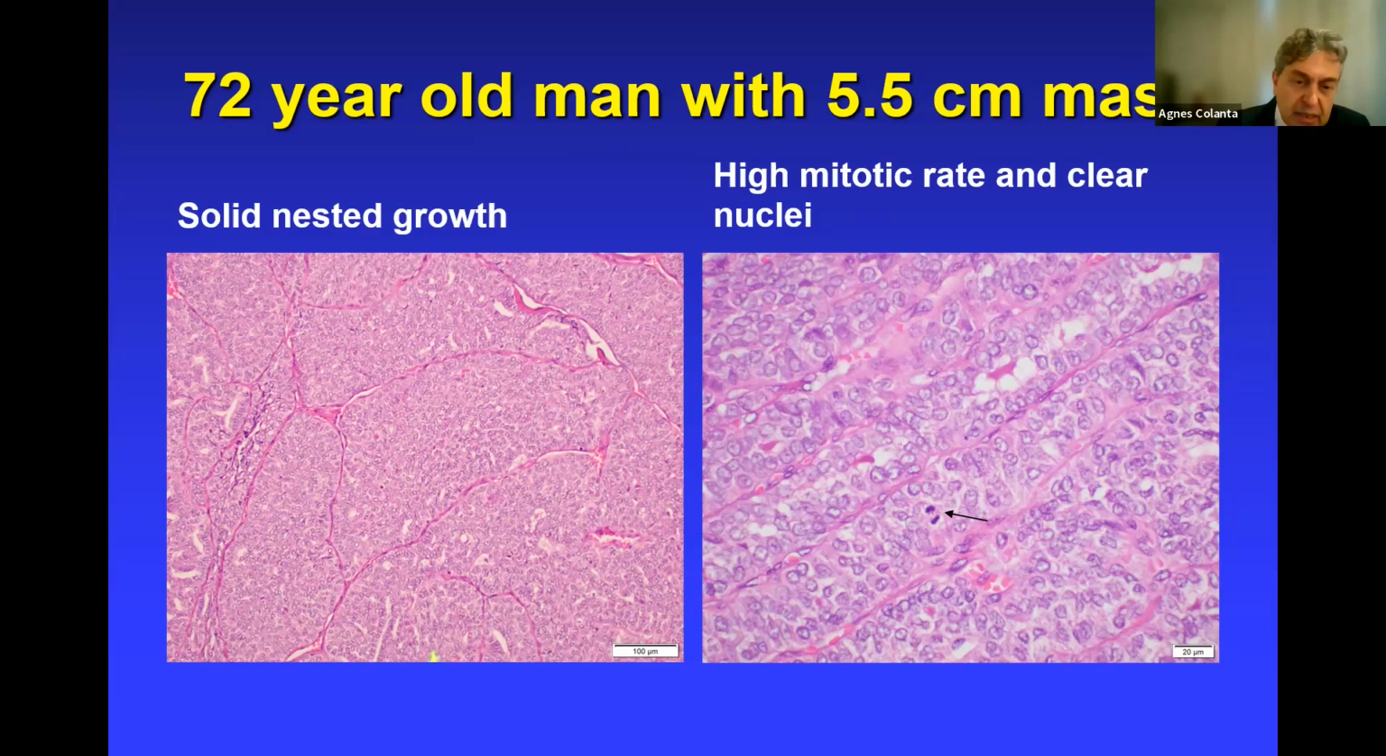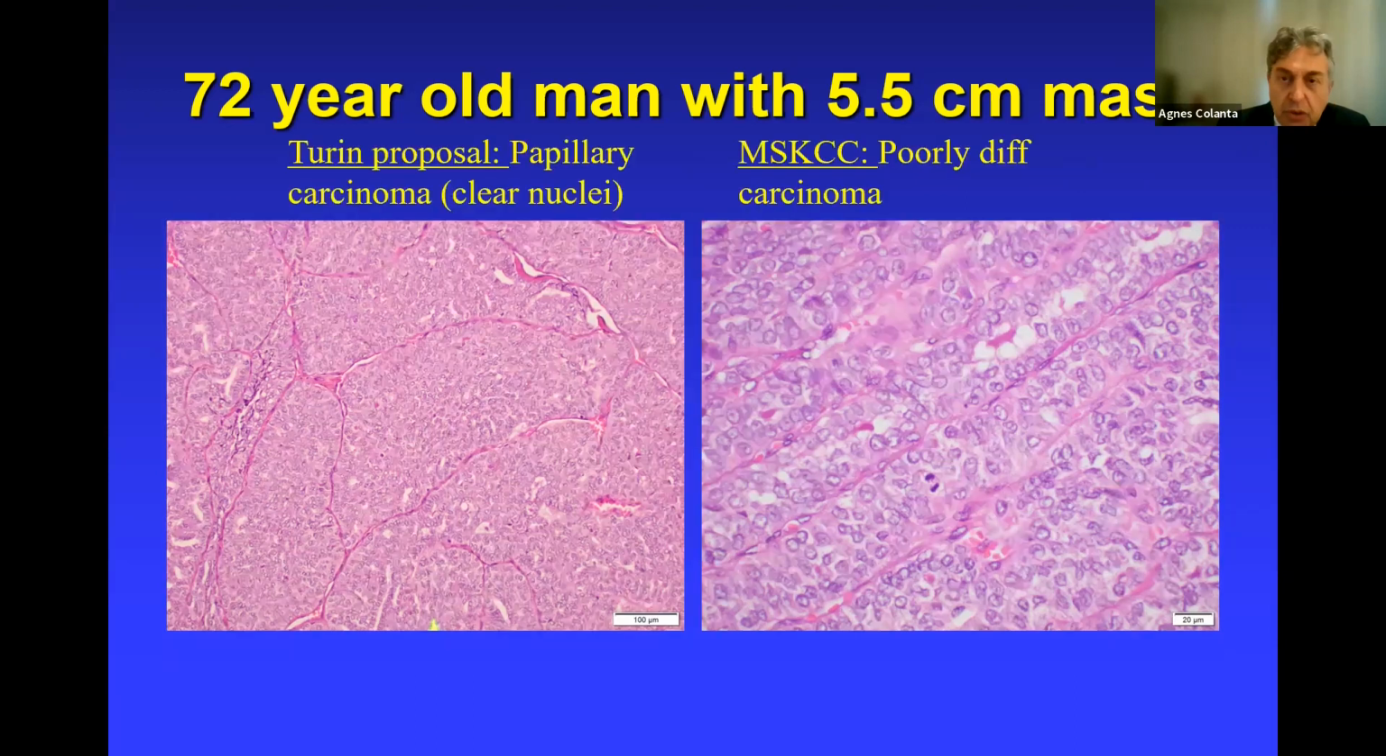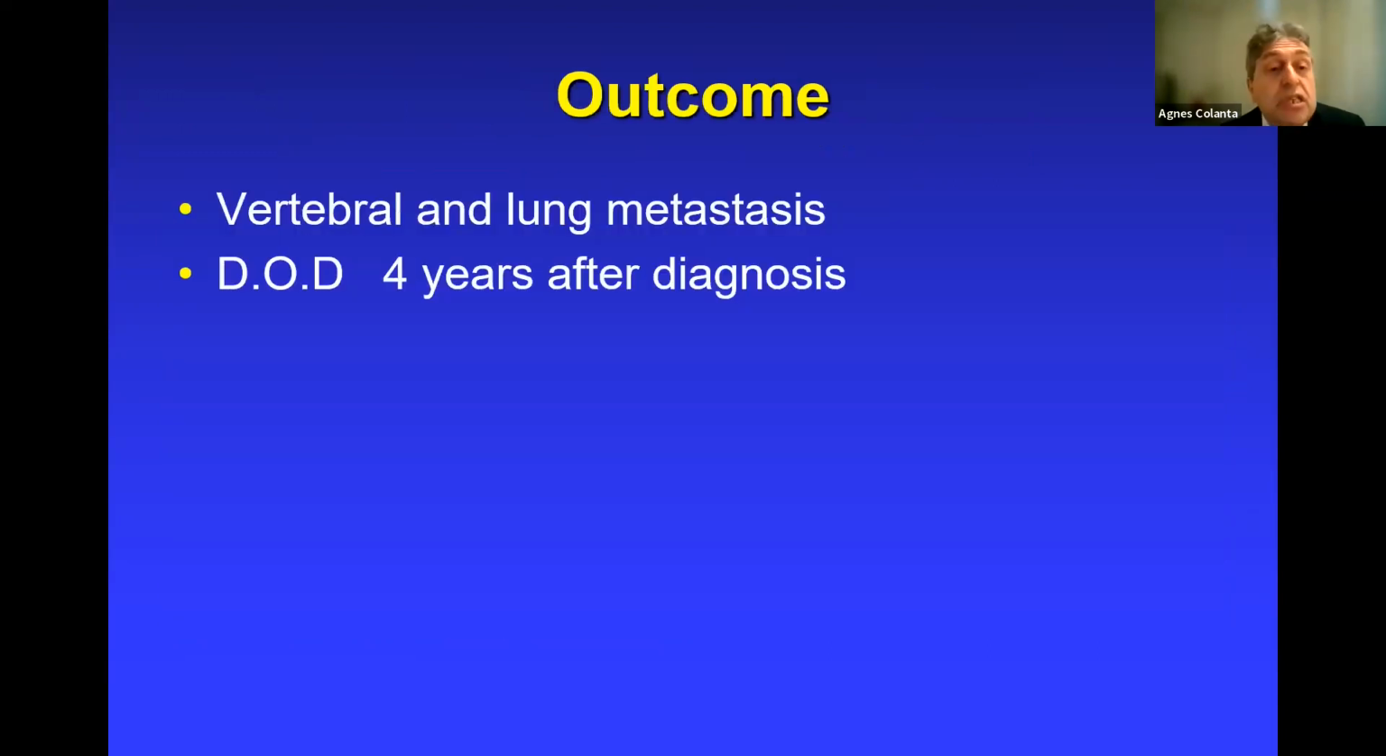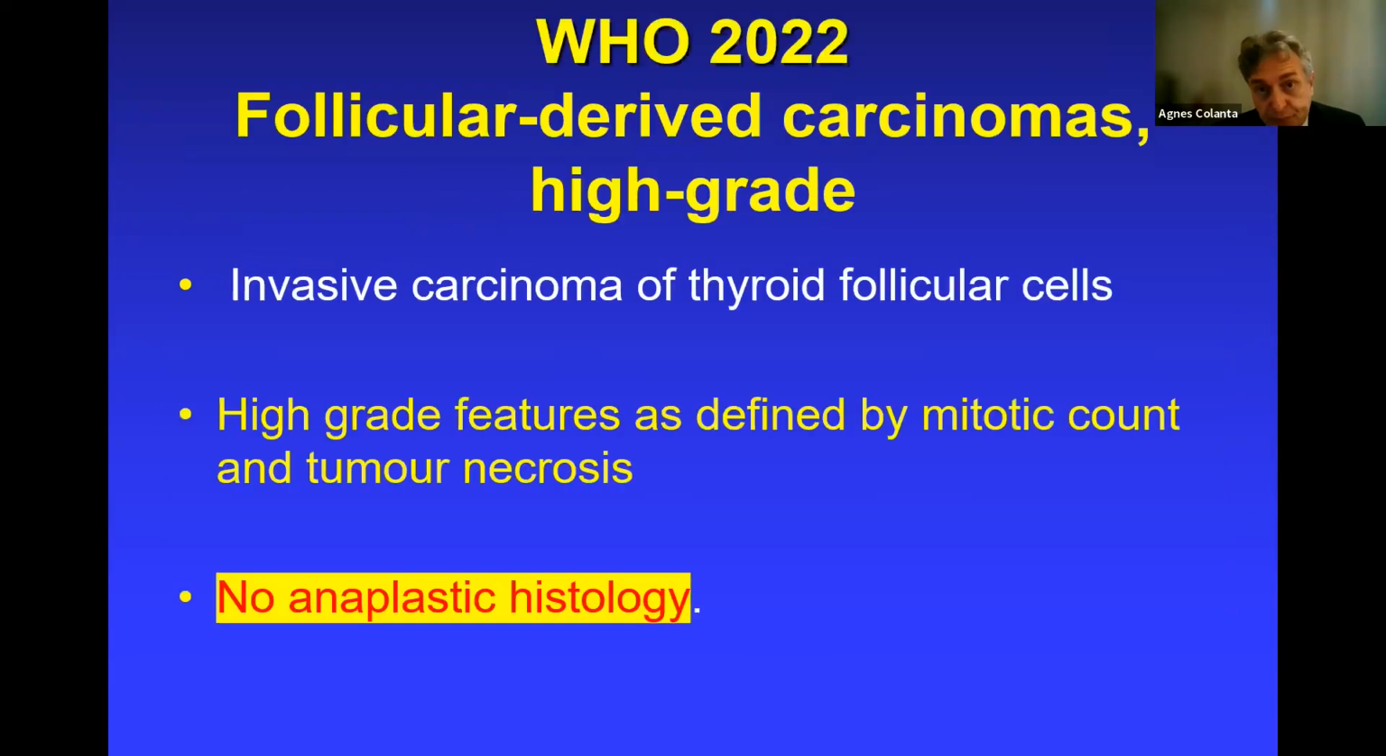So this case, if you use the Turin proposal, will be called papillary carcinoma solid variant, which has a 90% survival at 10 years. If you use the Memorial definition, it would be a poorly differentiated carcinoma. And what happened to this patient? Unfortunately, the patient died 4 years after diagnosis of vertebral and lung metastasis. So this is here the price of, in my opinion, not having the ideal nomenclature.